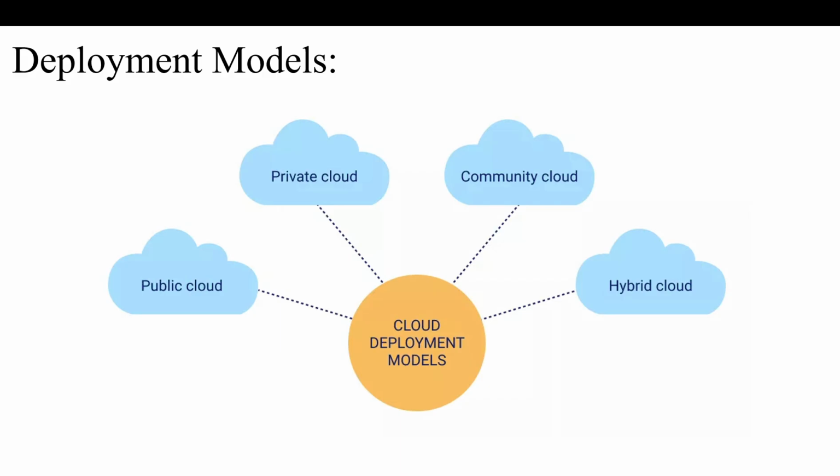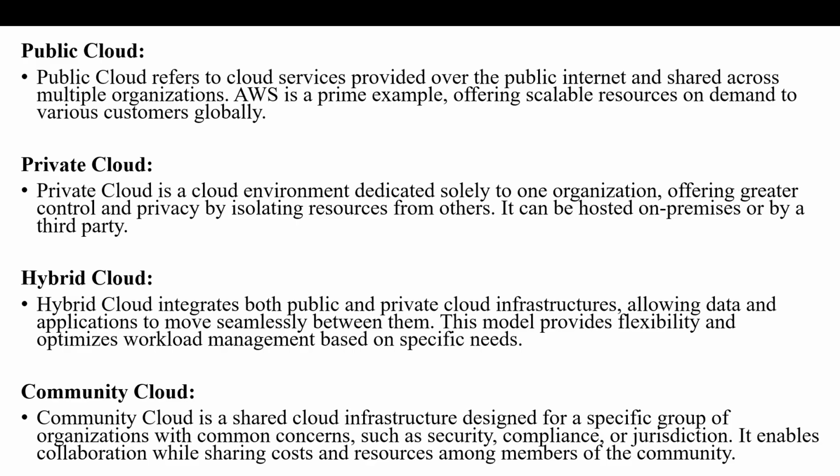In deployment models, we have the public cloud, private cloud, and community cloud, as well as the hybrid cloud. The public cloud refers to cloud services provided over the public internet and shared across multiple organizations. AWS is a prime example, offering scalable resources on demand to various customers globally.